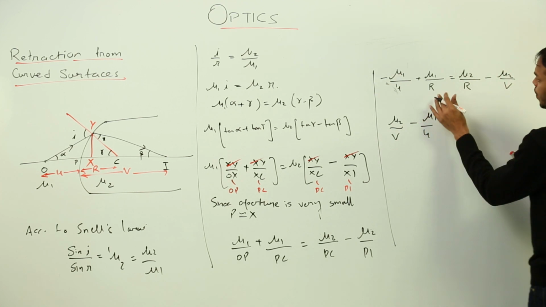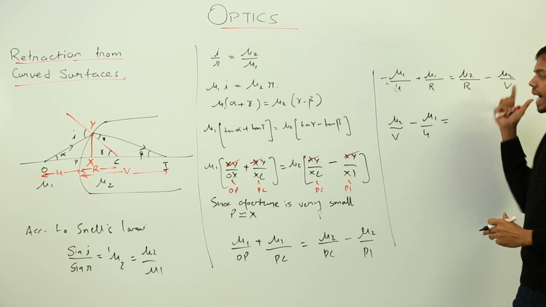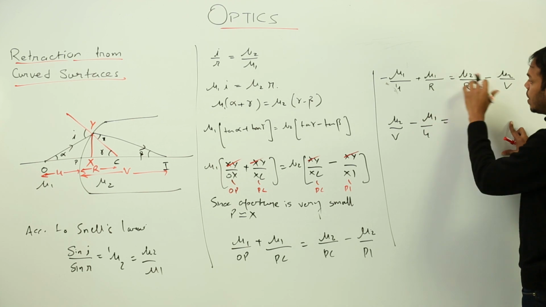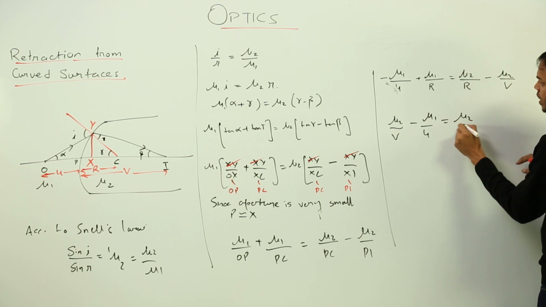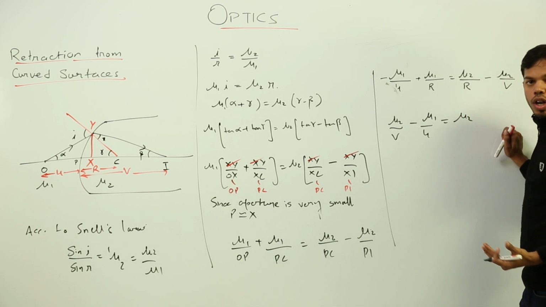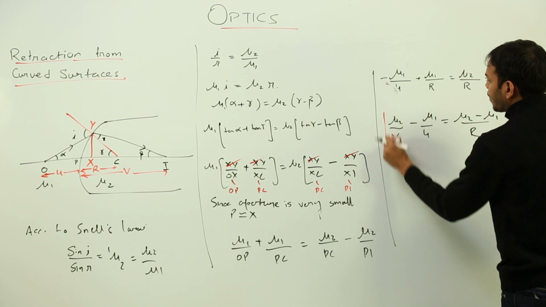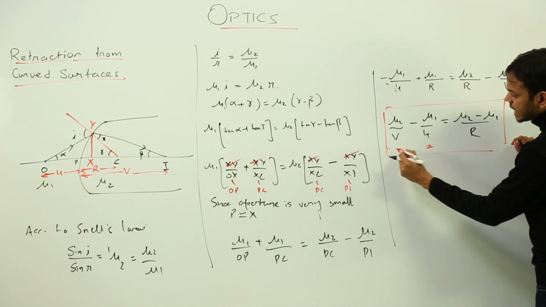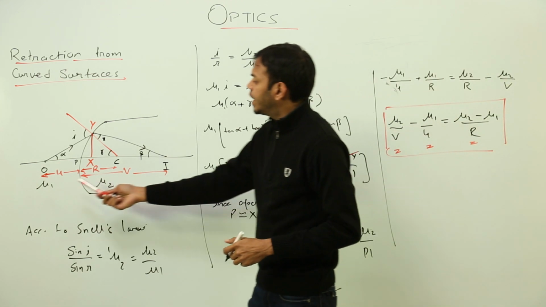This becomes equal to mu2 upon r, which is already here, and I'll be bringing mu1 upon r from that side, so that makes r the common denominator. So this will become mu2 minus mu1 upon r. Instead of writing that in 2 steps, mu2 upon r minus mu1 upon r, I can rewrite it as mu2 minus mu1 upon r. So this is our final relation between what? Object distance, image distance, radius of curvature, and respective refractive indices.